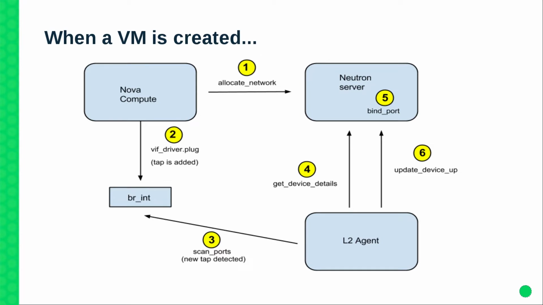At that point, the L2 agent, which is constantly monitoring interfaces, will realize that a new interface has been added during the scan ports function. Since the L2 agent doesn't know anything about the interface, it will ask the Neutron server for the interface details. Get device details is the call, and it will get from the Neutron server the configuration that needs to be applied to the port. At that point, the Neutron server will be able to actually bind the port because it will know which L2 agent, so which compute host, is actually hosting the VM. So it can infer the association between the Neutron port, the VM, and the compute node where it is running. Then when the L2 agent has configured the interface and everything is done, it will issue a call to the Neutron server, update device up, to notify that the device is up and running.